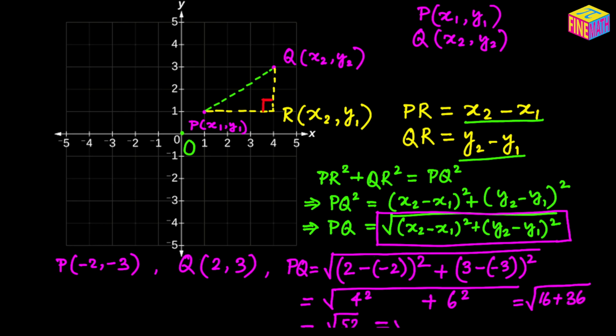52 is actually the square root of 13 times 4, or we can say 4 times 13. And then this can be written as the square root of 4 times the square root of 13, which will be equal to 2. The square root of 4 is 2, so 2 then square root of 13, so 2 times the square root of 13. That is the distance between P and Q for this example.